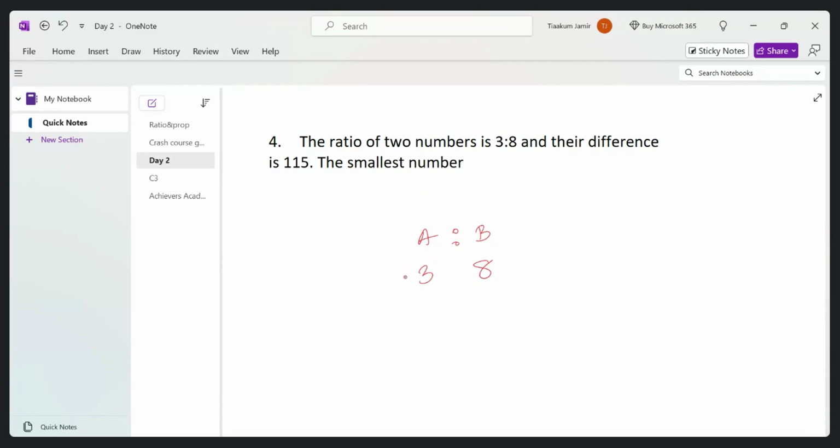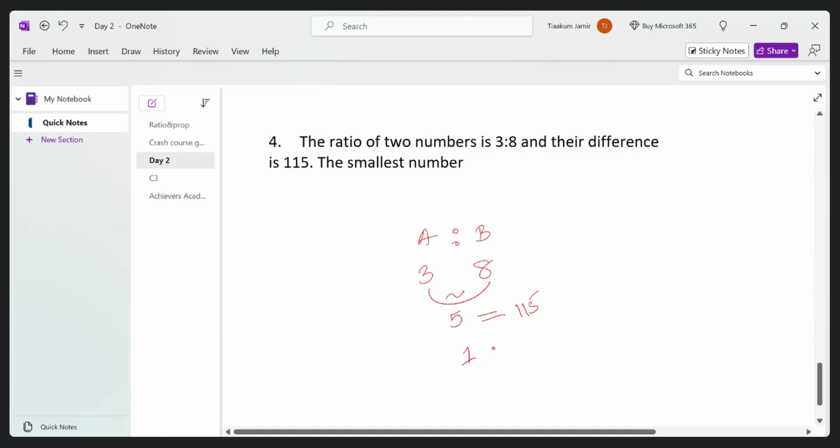The smallest ratio will always be the smallest number. Now, the difference is how much? 8 minus 3 gives 5, right? This is equivalent to 115.